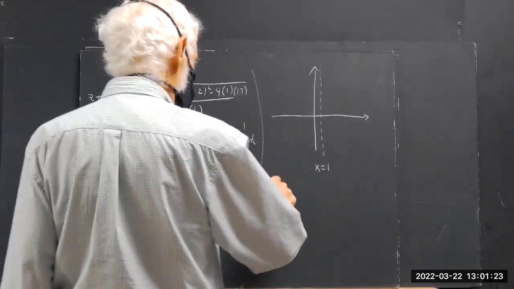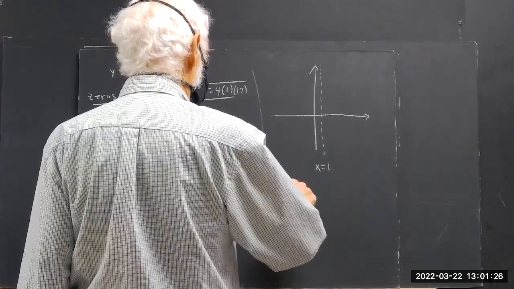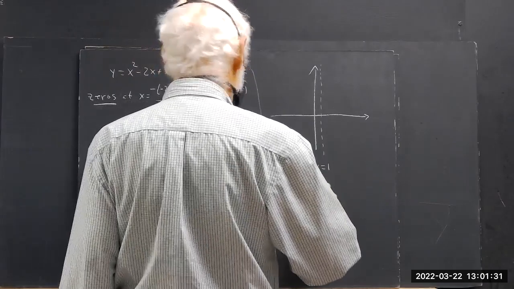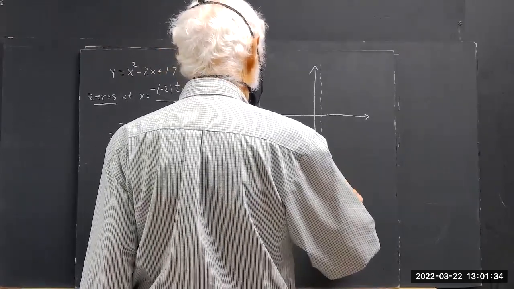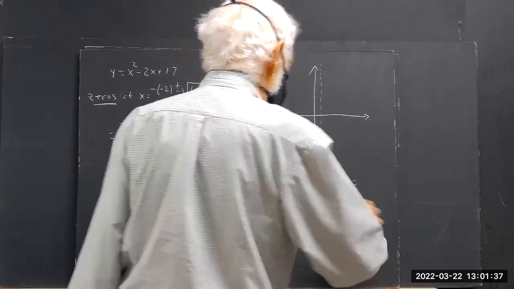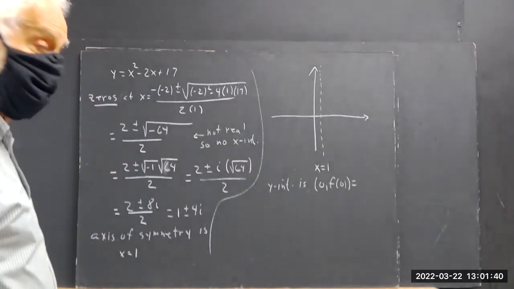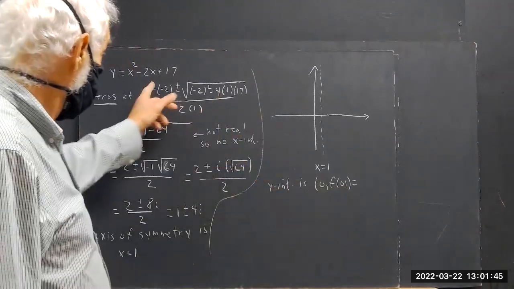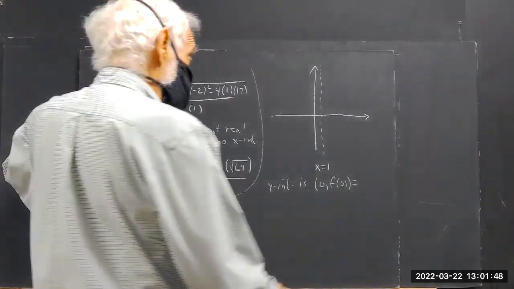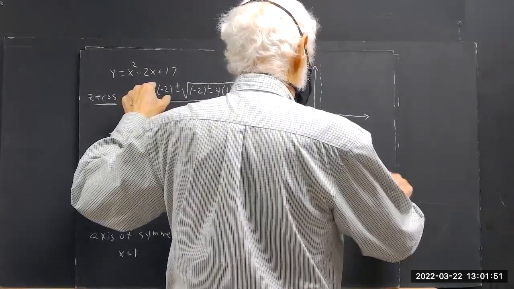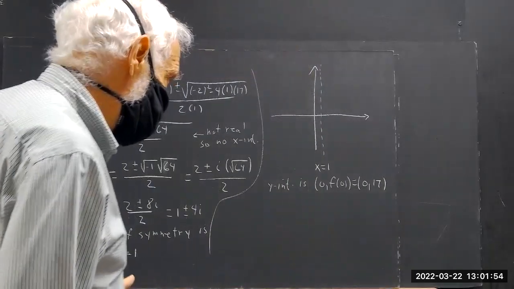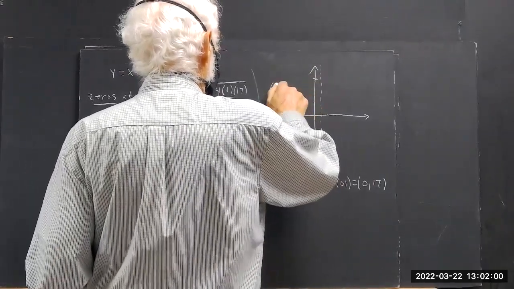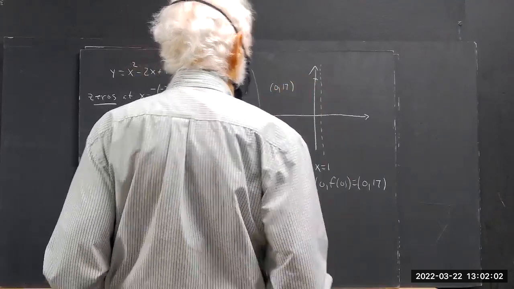Well, let's see what else we can determine. The y-intercept is f of 0. This is a function f of x, meaning x is 0, so we plug in 0 here to find the y coordinate, which is at 0, 17. So here we're going to have 0, 17.